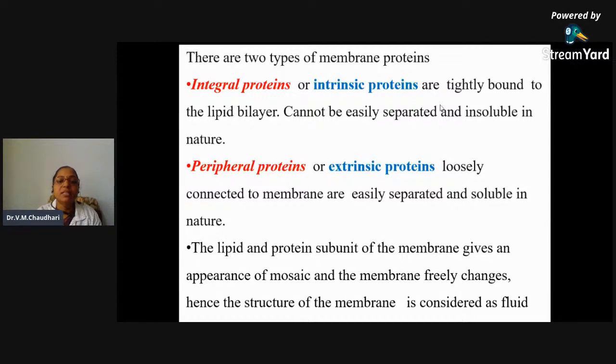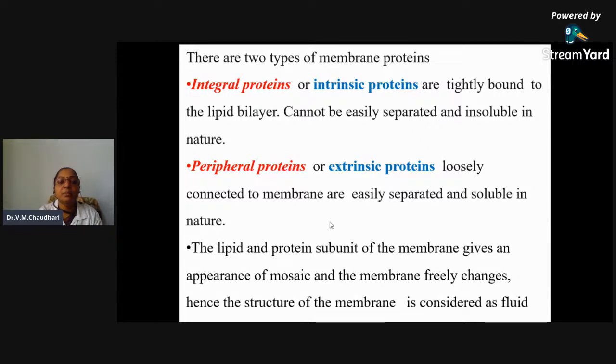They cannot be easily separated and are insoluble in nature. These proteins cannot be easily separated from the phospholipid layer or lipid bilayer, and they are insoluble in nature. While peripheral proteins or extrinsic proteins are loosely connected to the membrane, they are easily separated, and they are soluble in nature. So these are the two types of membrane protein.